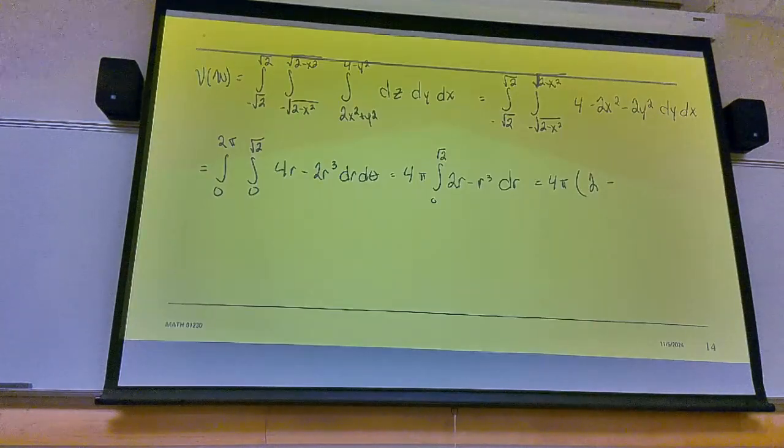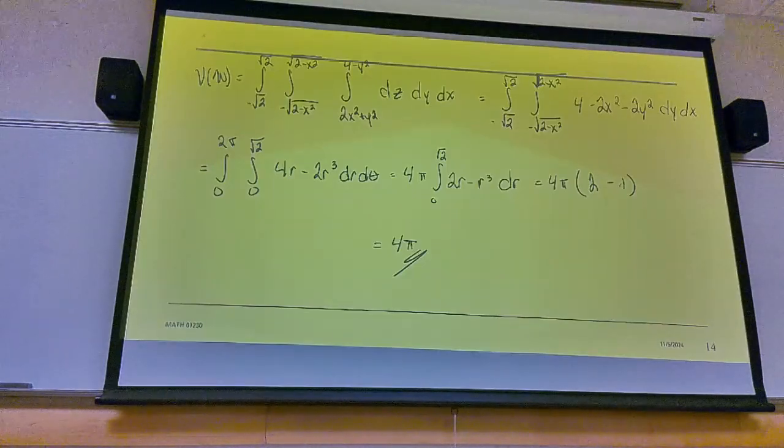Antiderivative of R cubed. Quarter R to 4. Or R to the fourth. R to the fourth from 0 to root 2. So 4 times a quarter. Yeah, 4. The volume. 4 pi.